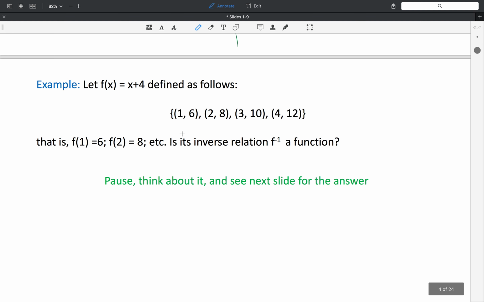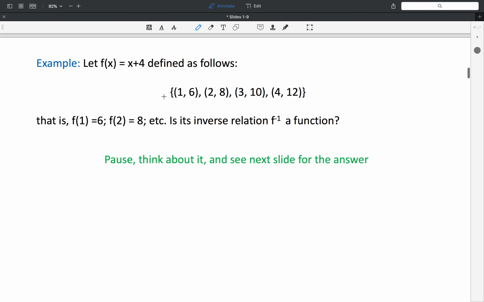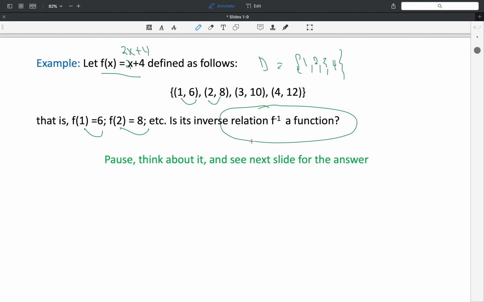Okay, so we want to look at a different example. F of x should be 2x plus 4 right here, because if we plug in 1, we get 6, and 2 gives us 8. Here we're restricting the domain to just the numbers 1, 2, 3, and 4. So we have a shortened version of this function, 2x plus 4. What this means is that f of 1 is 6, f of 2 is 8, and so forth. Now, is its inverse relation a function? Pause, think about it. I'll see you at the next slide.